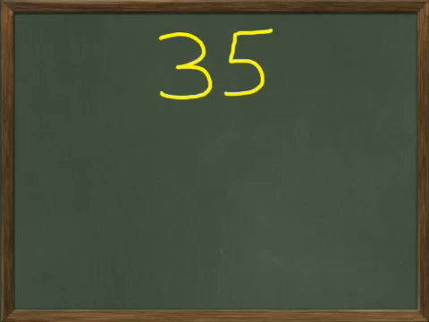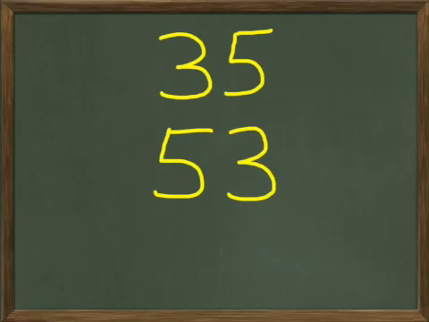Now let's do 35. 35 you write on your paper, and I'm going to write 35 here on my board. 35, that's a 3 and a 5, huh? Okay. Now below your 35, write 53. And I'm going to write 53 here. That's just a 5 and a 3, isn't it?